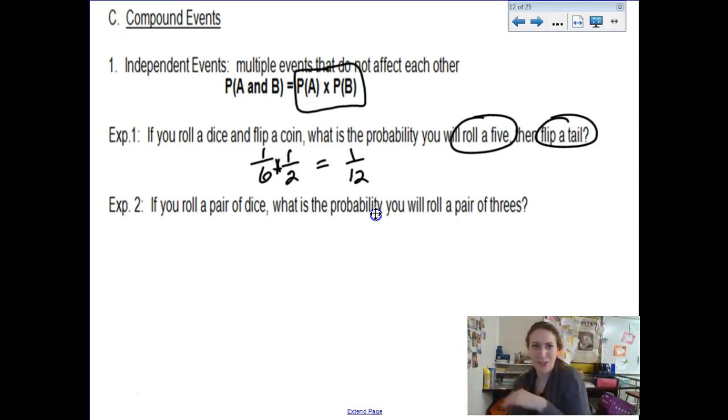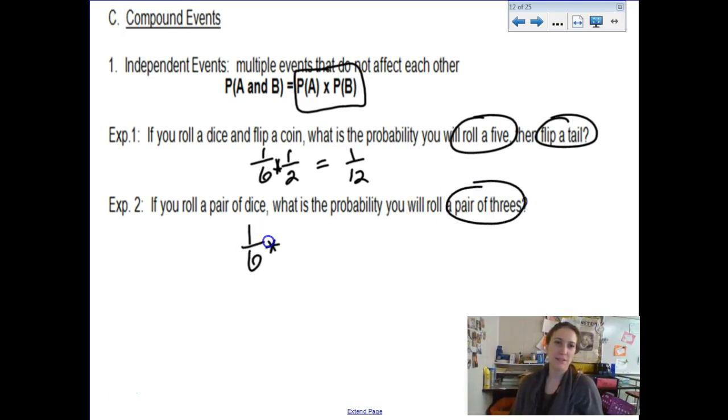12. I'm so sorry. So this time we're rolling a pair of dice, and while they are the same thing, they're 2 different dice. So the probability that you're going to roll a pair of 3s, 1 out of 6 chance on the first dice, 1 out of 6 chance on the second dice. So not a great probability, but 1 out of 36 that you're going to roll a pair of 3s.